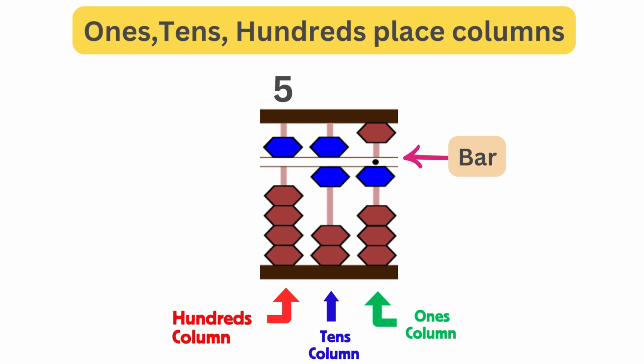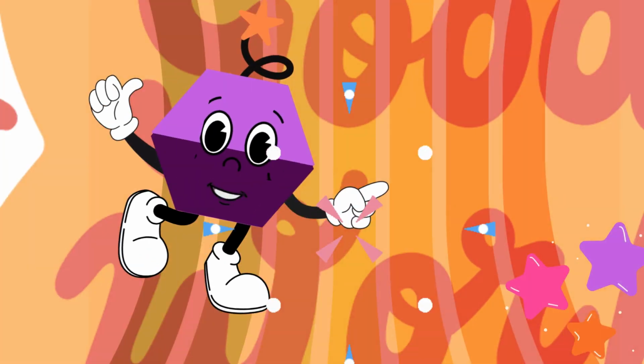Moving on to the tens column, there's one upper bead and one lower bead attached to the bar. We know that the upper bead represents 5, so 5 plus 1 equals 6 beads in total. We write 6 at the top of the tens column, indicating 60. Finally, moving on to the ones column, there's one lower bead attached to the bar. Therefore, we write down 1 at the top of the ones column, indicating 1. Thus, the abacus represents the number 561. Good job!